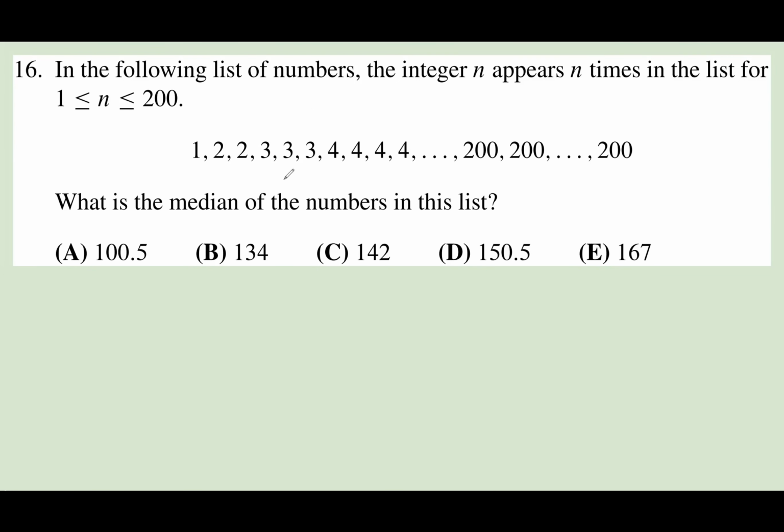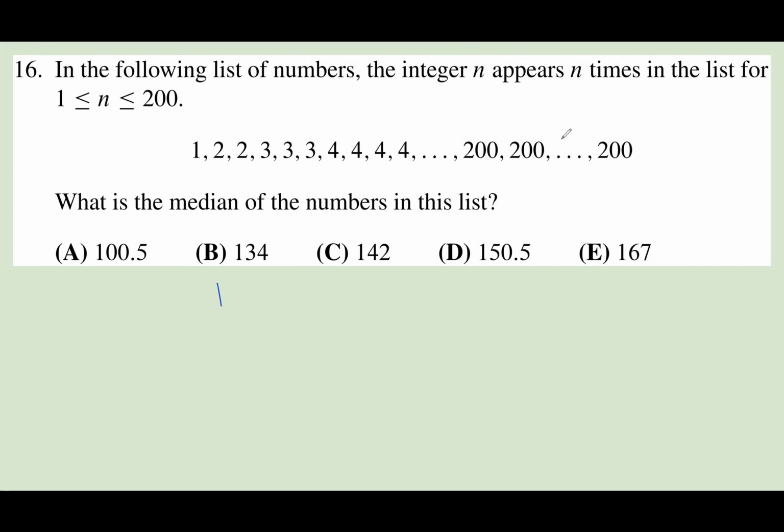In the following list of numbers, the integer n appears n times in the list for 1 to n to 200, right? What is the median number in the list? So you have 1, 2 2s, 3 3s, 4 4s, 5 5s, etc., up to having 200 200s, right? And we want what number is in the middle. So first we should figure out how many numbers are here, like what is the total number of numbers?